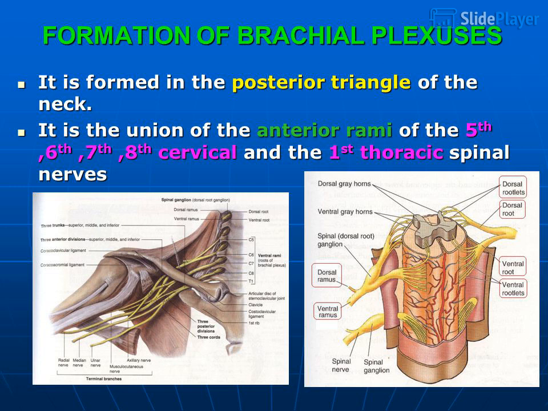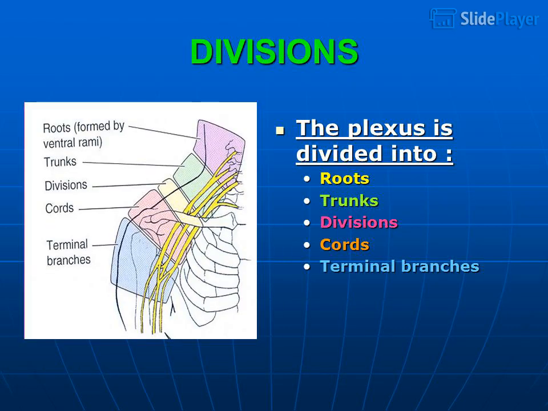Formation of brachial plexus. It is formed in the posterior triangle of the neck. It is the union of the anterior rami of the 5th, 6th, 7th, 8th cervical and the 1st thoracic spinal nerves. Divisions. The plexus is divided into roots, trunks, divisions, cords.